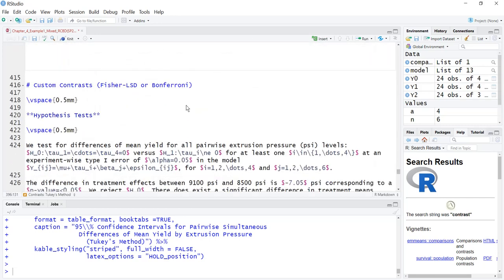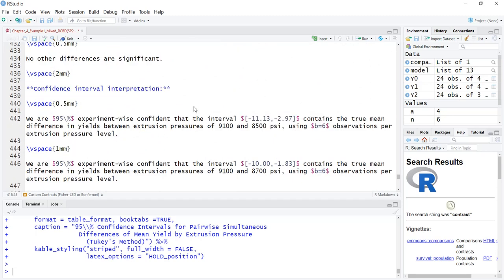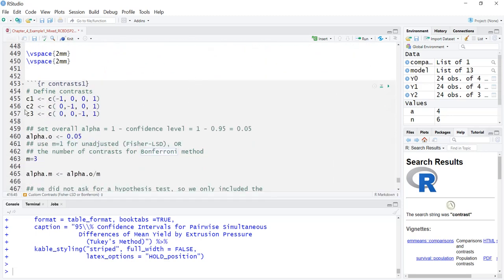And then finally, custom contrast. Now this is the Fisher LSD, which is unadjusted, or the Bonferroni. This is a little more manual, but what I did was I only did the independent contrasts here. So this is doing 1 with 4, 2 with 4, and 3 with 4, okay? And remember, they went down, so 4 minus 1 is going to be negative, and 4 minus 2 is going to be negative, and 4 minus 3 is going to be negative. But these are independent. So this is one set of independent contrasts.